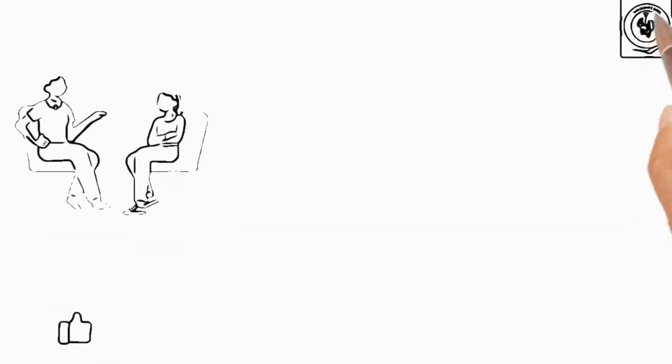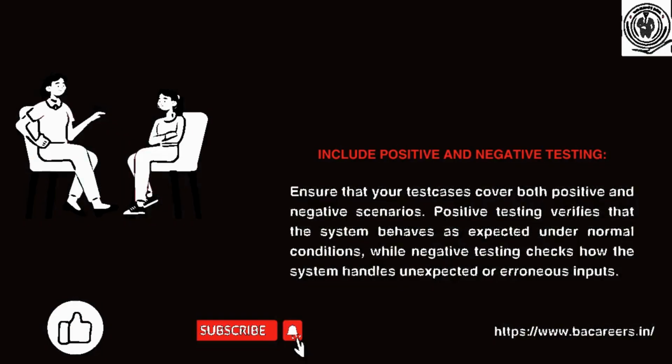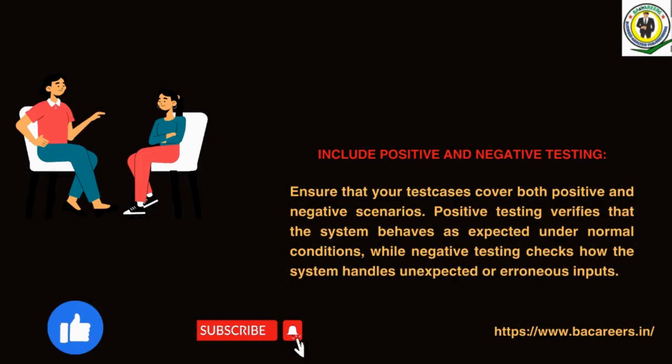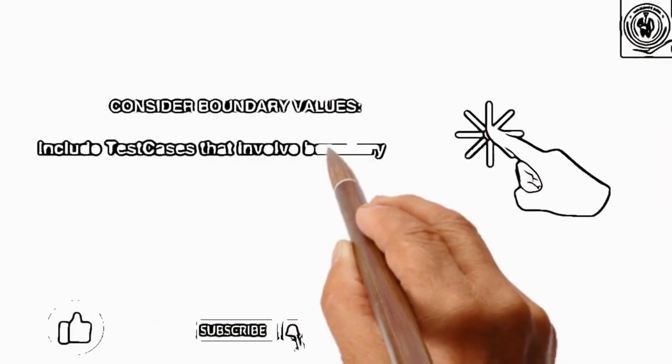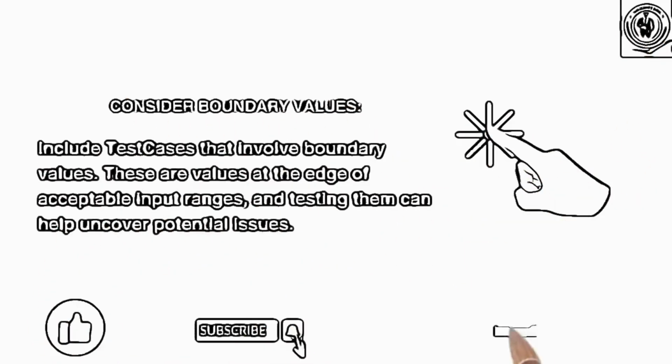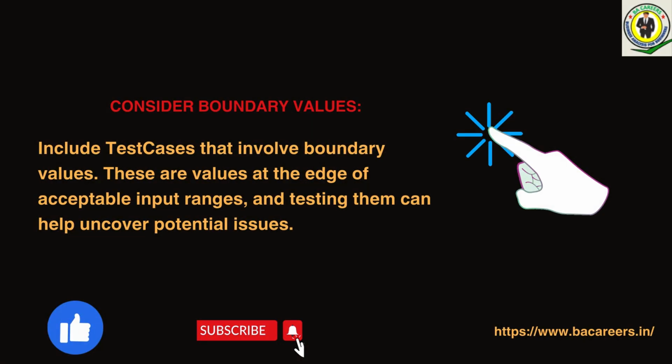Include positive and negative testing. Ensure that your test cases cover both positive and negative scenarios. Positive testing verifies that the system behaves as expected under normal conditions, while negative testing checks how the system handles unexpected or erroneous inputs. Consider boundary values. Include test cases that involve boundary values. These are values at the edge of acceptable input ranges, and testing them can help uncover potential issues.